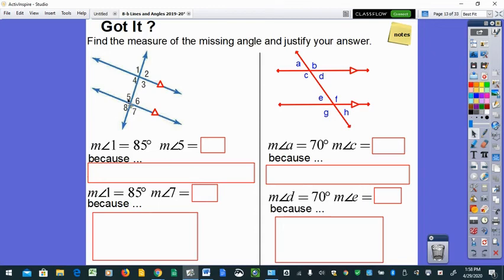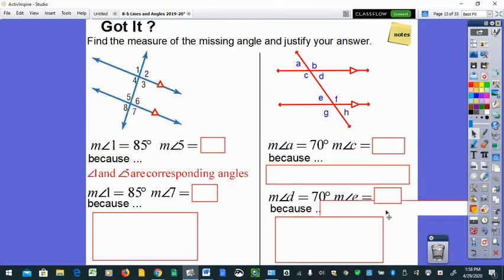Okay, angle 1 and angle 5 are corresponding angles. They have the same measure, 85 degrees. Did you put that number, and were you able to give that as your justification, as your defense of your answer? So you give the given angle and the one you're looking for and tell what relationship they have. Okay, if the measure of angle 1 is 85, what would the measure of angle 7 be? Did you also get it's 85?